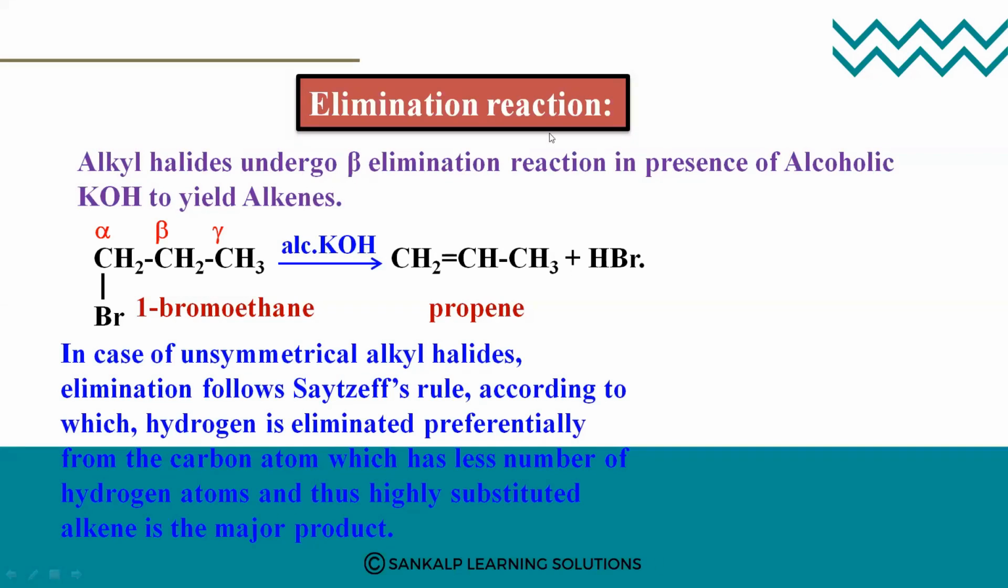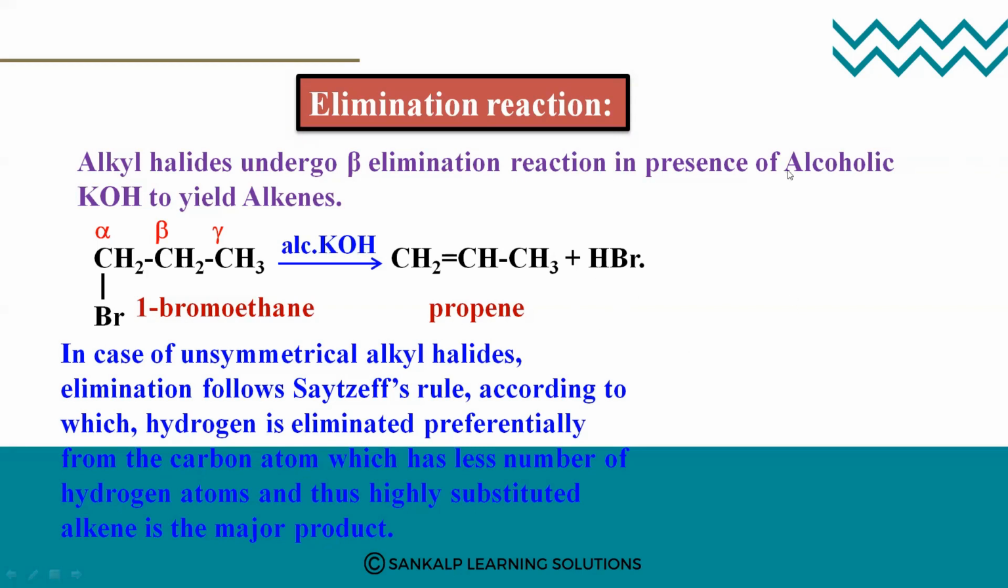So take bromoethane. If you react it with alcoholic KOH, you get an alkene, and HBr is the side product which is obtained. You can see here the bromine atom, then alpha and beta. Beta is nothing but the second carbon from the halogen atom. When you have unsymmetrical alkyl halides, the elimination will follow the Saytzeff rule. So what is the Saytzeff rule?